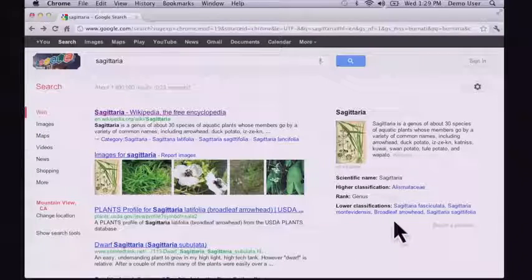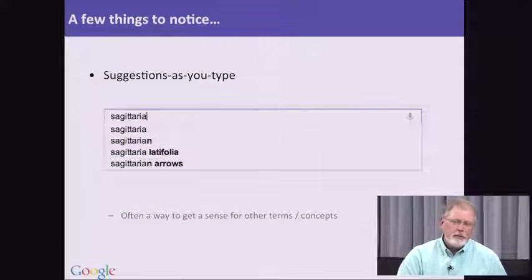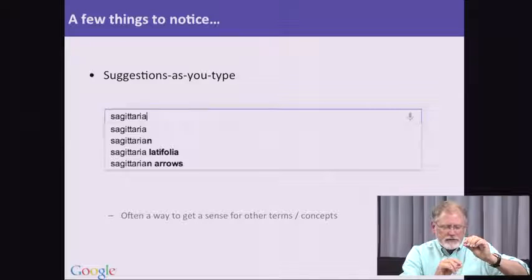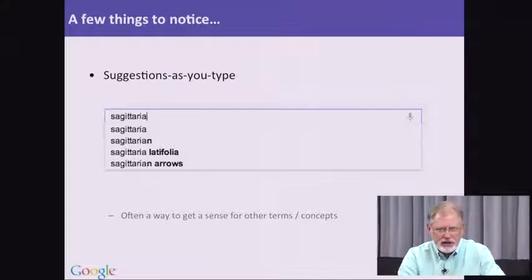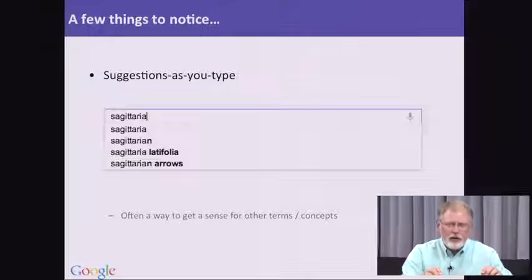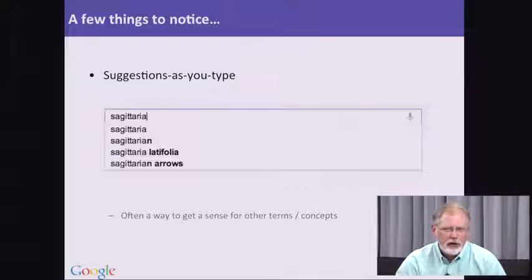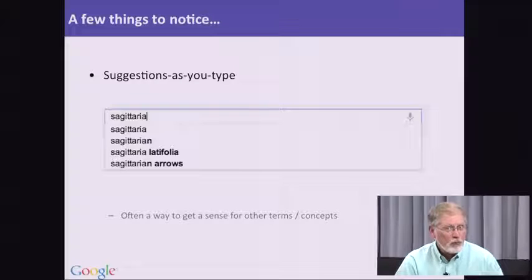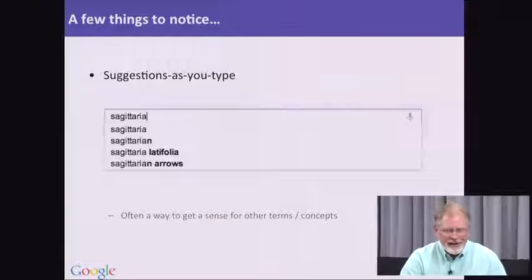Now, one of the things you should notice is that we provide all this information, but there's other kinds of information that we give you in addition to the panel on the right-hand side. You've probably noticed that sometimes when you do queries, Google will provide suggestions immediately below the query box. So here, as I was typing Sagittaria, you would see the Sagittarian query suggestion and Sagittaria latifolia and Sagittarian arrows all appear as suggestions. What that means is these are other queries that other people have done before you that were really common. Again, let me show you this live.